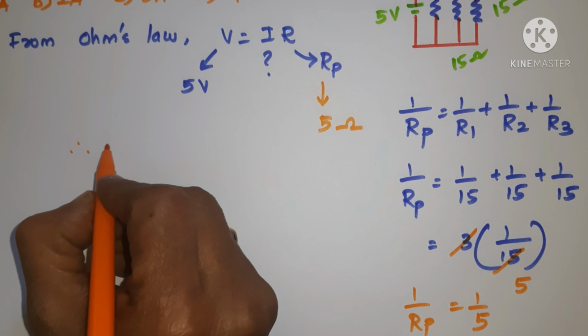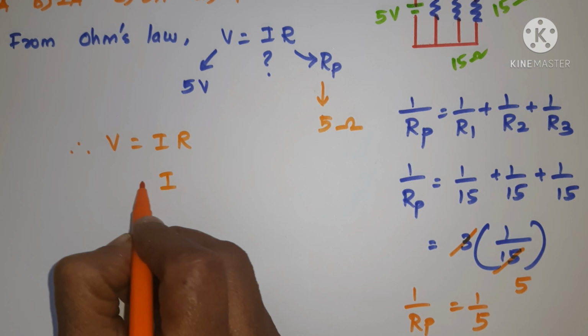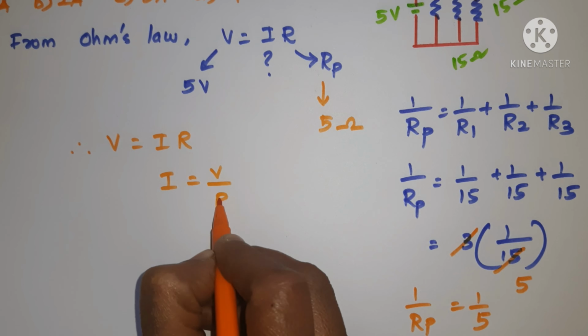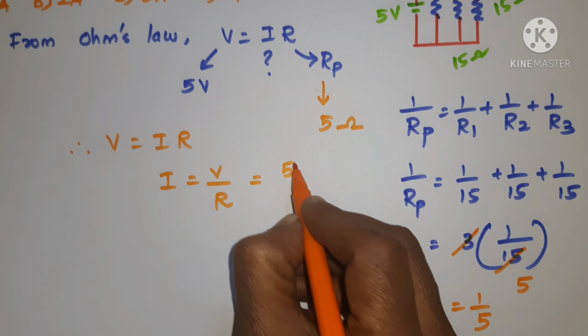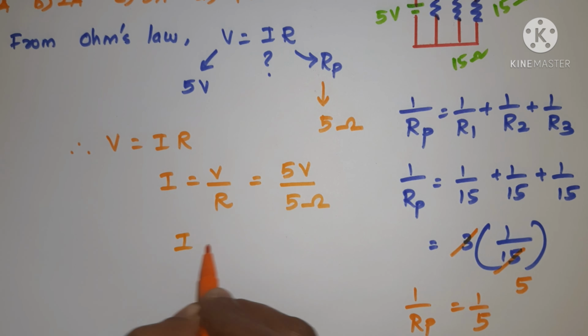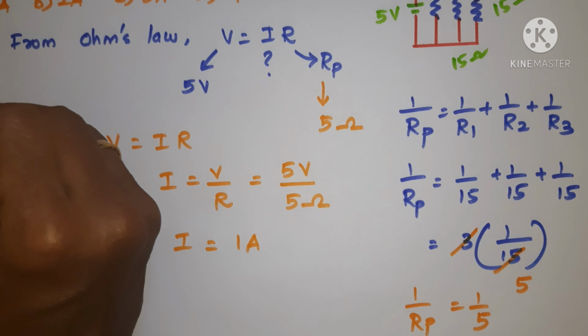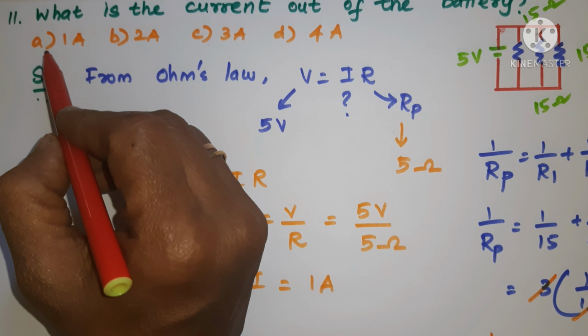Therefore, V is equal to IR. I is equal to V by R. V is 5 volt by R is 5 ohm. So we have I is equal to 1 ampere. So we have the option A to be the correct one.